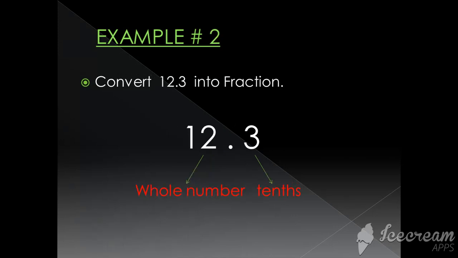Example number 2. Convert 12.3 into a fraction. Here the 12 is a whole number and 3 is tenths. So the 12 will remain a whole number and 3 will be 3 over 10. So our final answer would be 12 whole 3 over 10.